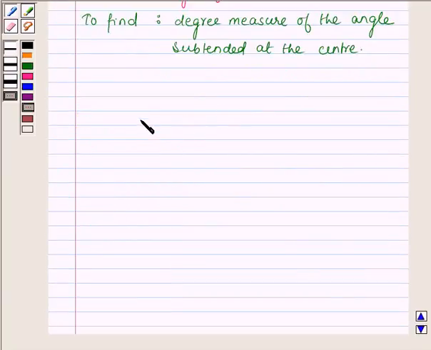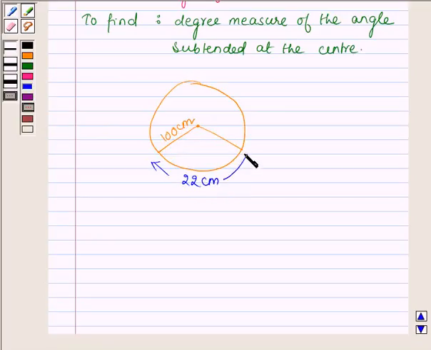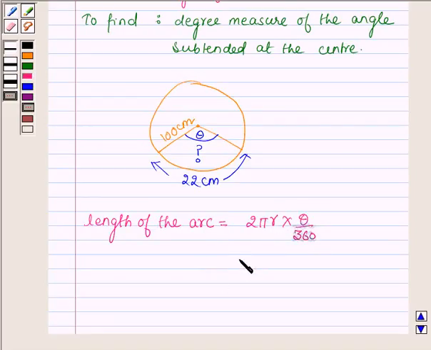So we are given a circle with radius 100 cm and arc of the circle is 22 cm. And we are required to find the angle. Let this angle be denoted by theta. Now length of the arc is equal to 2 pi r into theta upon 360, where r is the radius of the circle.